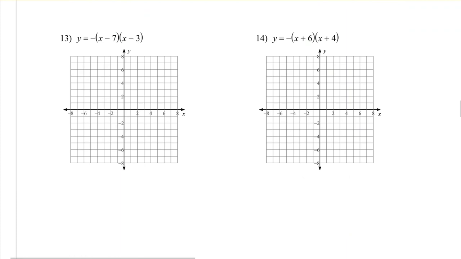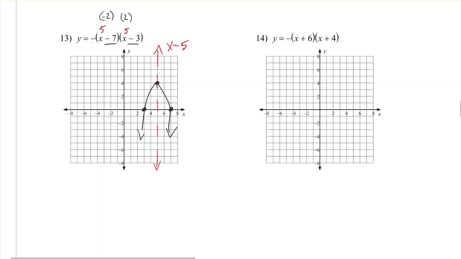13, crossing at 7 and crossing at 3. So our axis of symmetry is x equals 5. Plug in a 5. 5 minus 7 is -2. 5 minus 3 is +2. -1 times -2 times +2 makes 4. So we're at 5, 4.